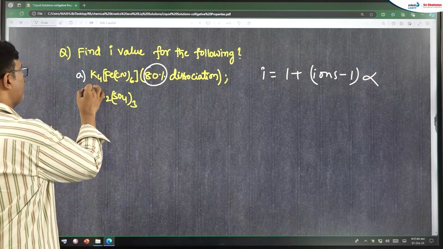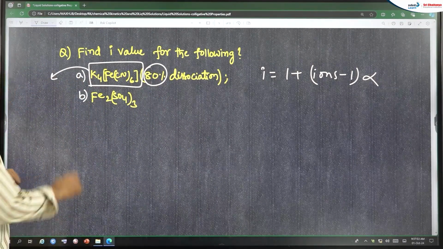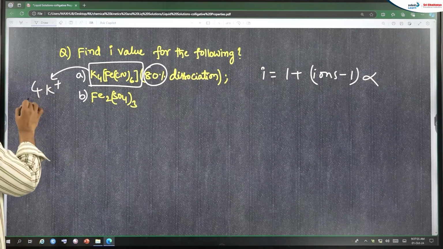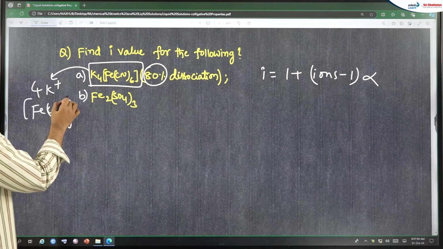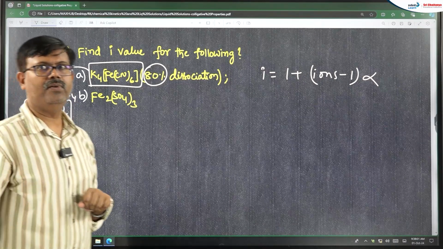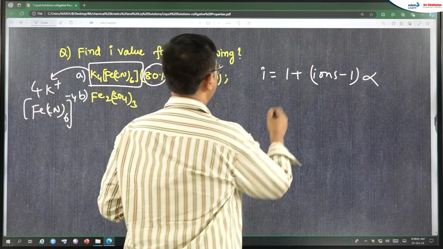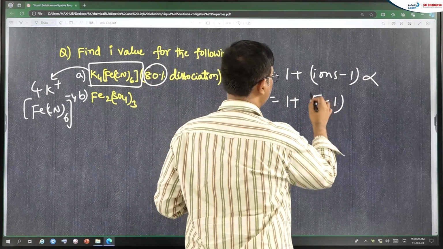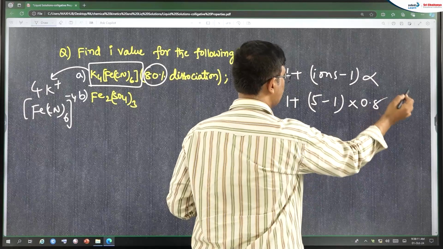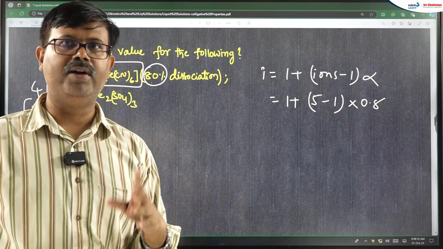Here in K4FeCN6, how many ions are there? 4 potassium ions and 1 FeCN6 complex ion, total 5. So 1 plus (5 minus 1) into alpha, where 80% means 0.8. So 1 plus 4 into 0.8 is the answer.